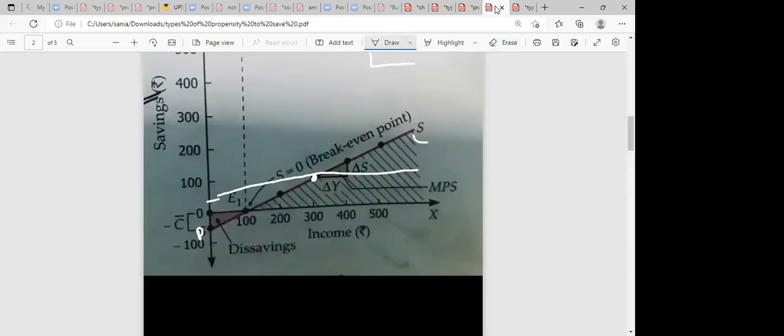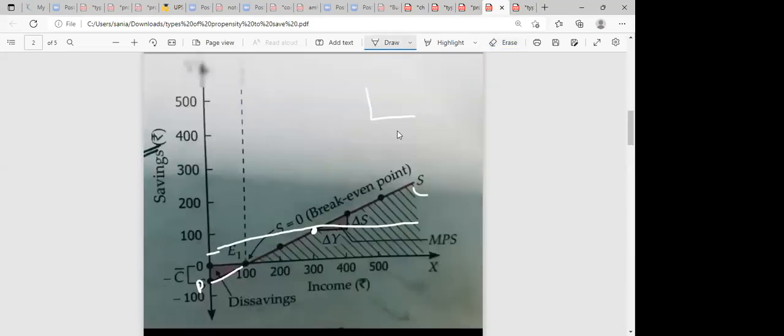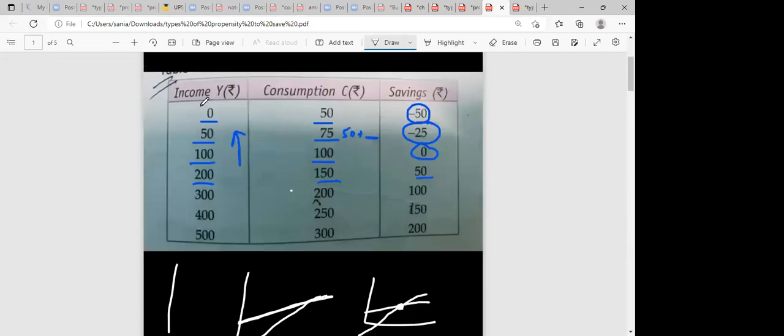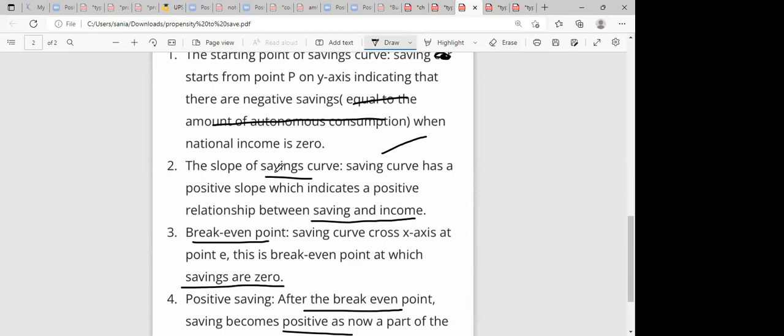You can see your saving curve is not starting from 0. It's starting from point P, which indicates that you have negative savings when your national income is 0. You have seen the table: when your income is 0, at that time your savings are negative. Clear? First point is clear?